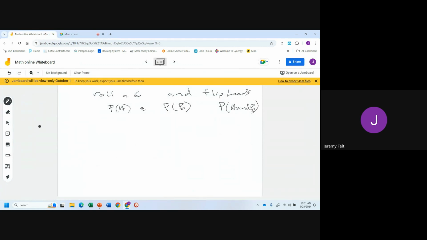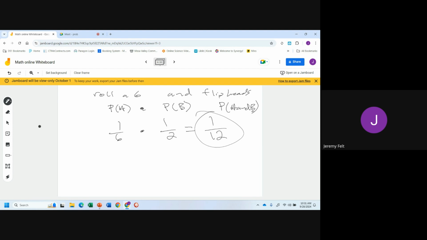All right, so 6 on a dice. Well, there's only 1 six, and there's 6 options, so I have a 1 in 6 chance of that happening. Heads or tails? Heads, I have a 1 in 2 chance of that. Now to get the probability of A and B, I just multiply probability of A times probability of B, which gives me 1/12. There's a 1 in 12 chance.